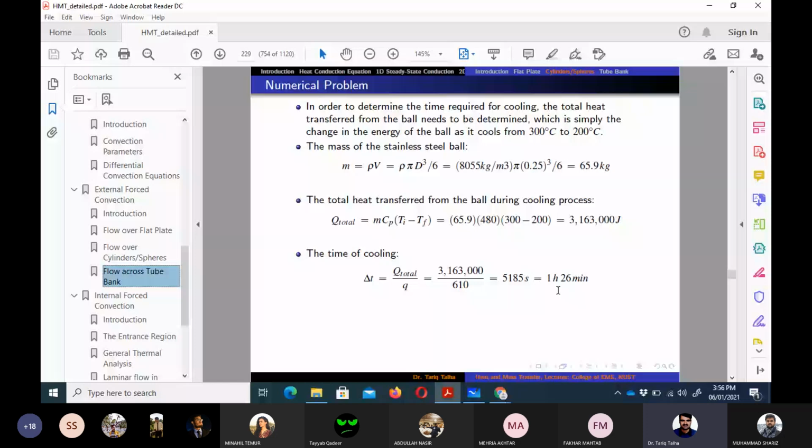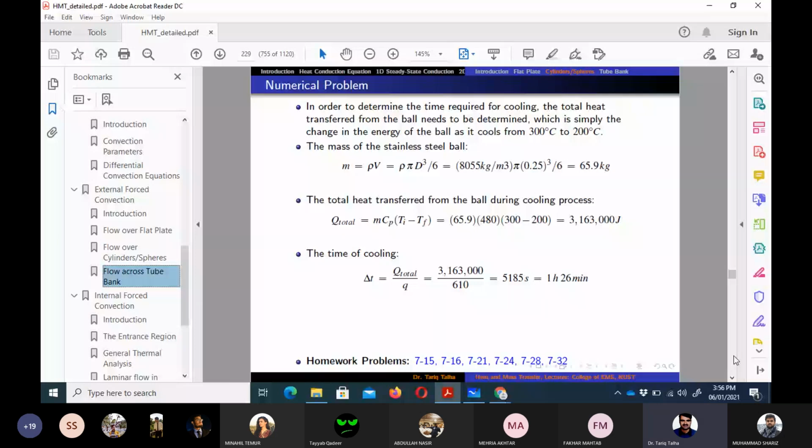So it means that the process of cooling this spherical ball from 300 to 200 would take almost 1.5 hours, right? So any query in this?